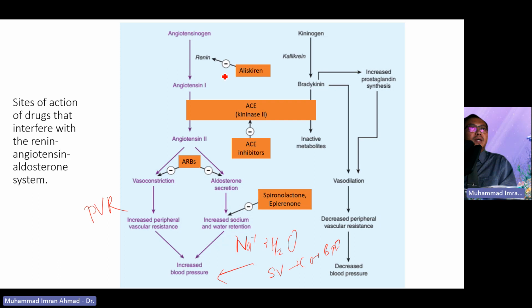So these are where the drugs come in. We have the ACE inhibitors blocking here. ACE converts angiotensin 1 to angiotensin 2 and bradykinin to inactive metabolites, so ACE inhibitors block this so that you don't have an increase in blood pressure. Angiotensin receptor blockers, ARBs, like losartan, will block vasoconstriction and aldosterone secretion, preventing an increase in blood pressure. Also spironolactone and eplerenone are diuretics that will prevent sodium and water retention and subsequently prevent an increase in blood pressure.